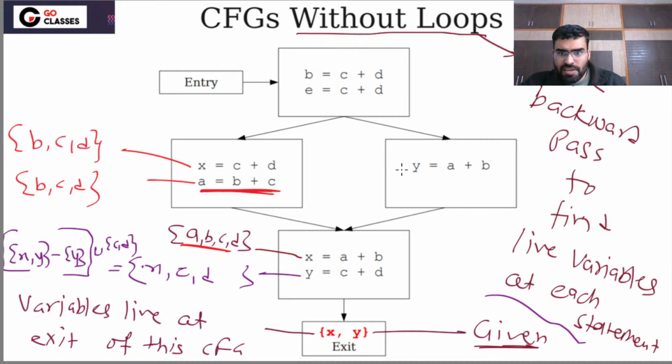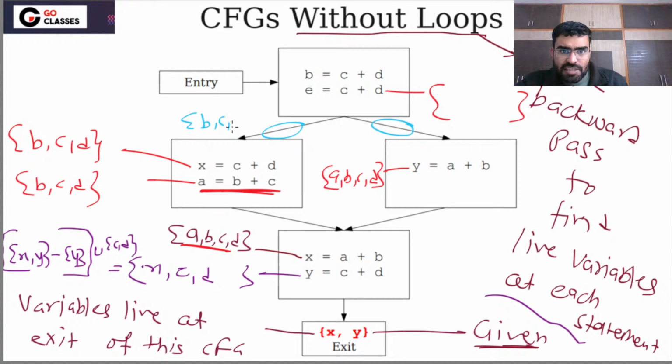And what will be live here? That will be A, B, C, D. And what will be live at this point? Here you can notice these are the two successors. Very important, remember these are the two successors, this and this.